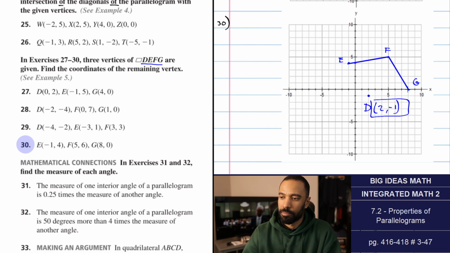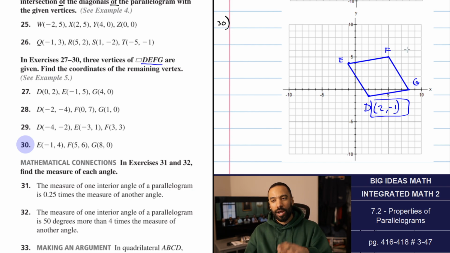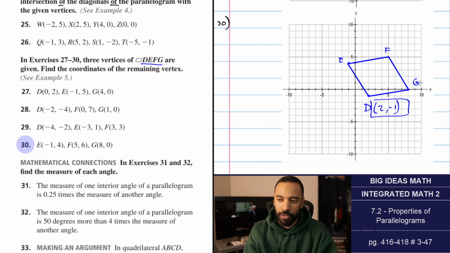And let's draw that thing. Make sure it looks somewhat decent. Yeah, again, we can do one of the slopes because the other one's going to have to follow that same idea. So now from G to D, it's going to be the same as from F to E.